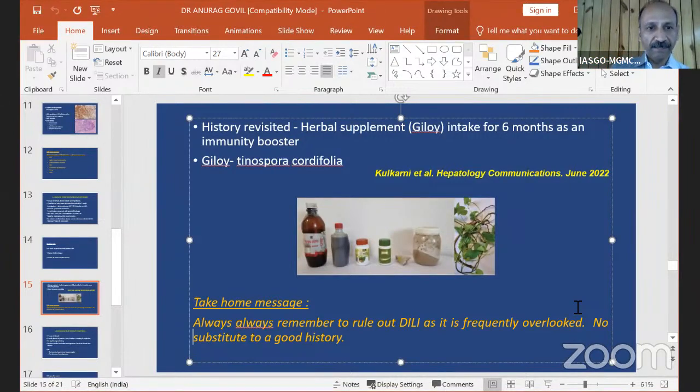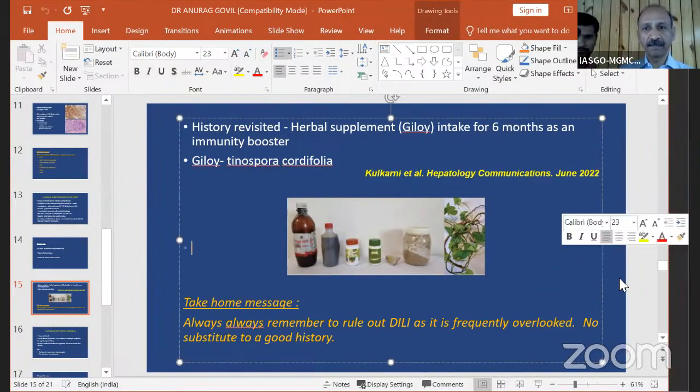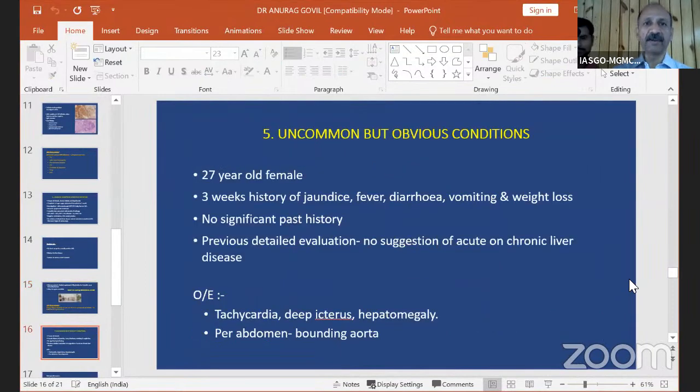Can you go to the next slide? It's not changing. Yeah, thank you.